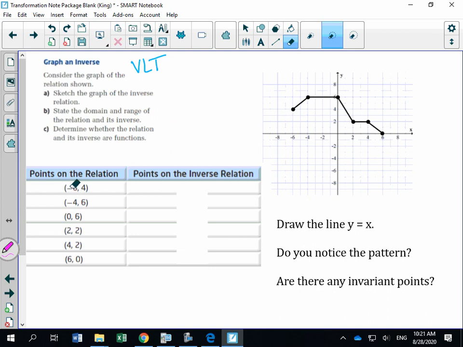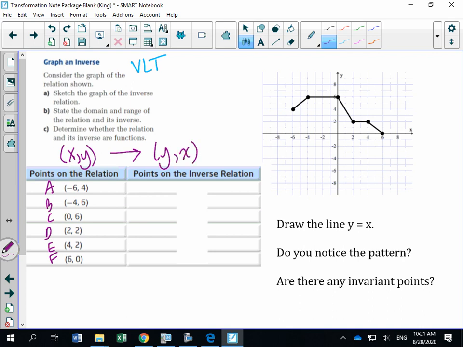Let's label our points. It's really important when we do inverses because points can move, and it could look really messy. So we'll call this A, B, C, D, E, and F. And these are the points on my original graph. And on my inverse graph, the points are going to be y comma x. Actually, one thing I also want to show is this is my original function here. So I'll write it below. This is y is equal to f of x.